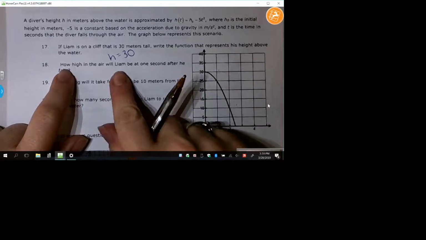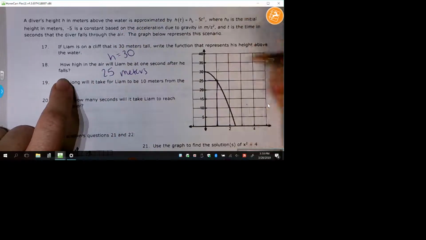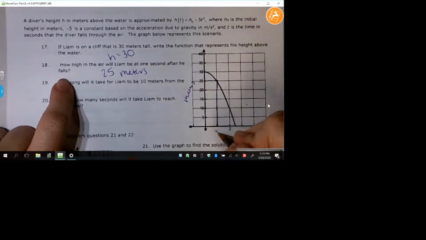How high in the air will Liam be at 1 second after he falls? So 1 second is here, and he's at 25. What is this counting by? Meters. So these are meters, and these are seconds.